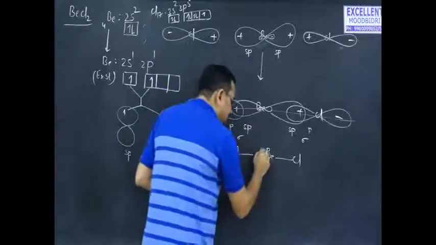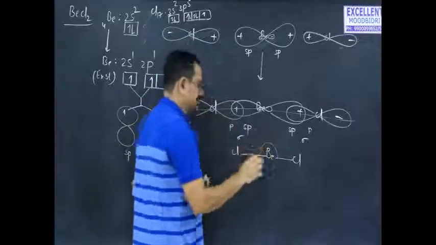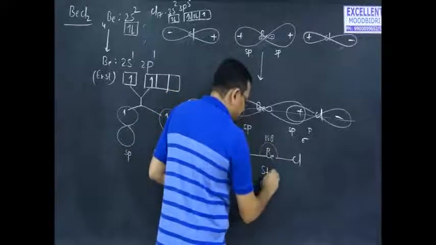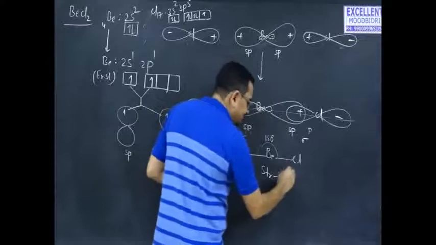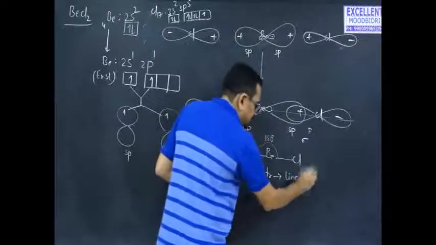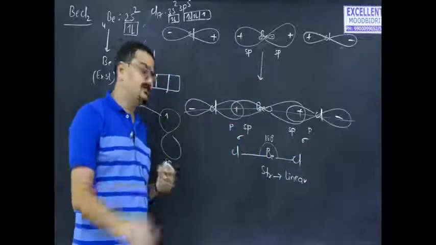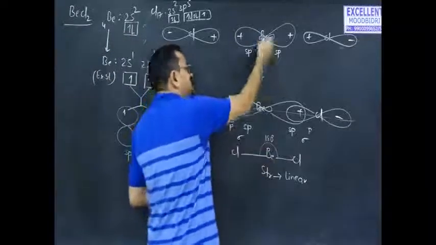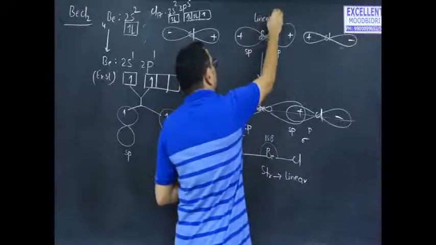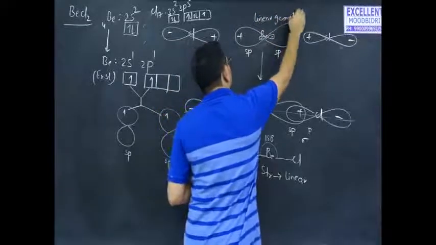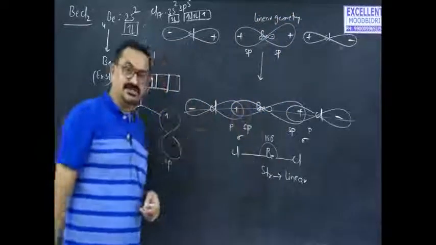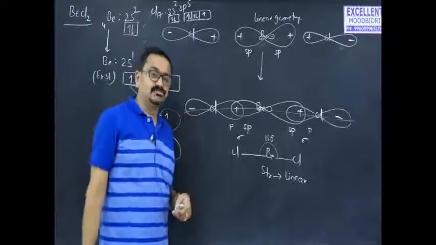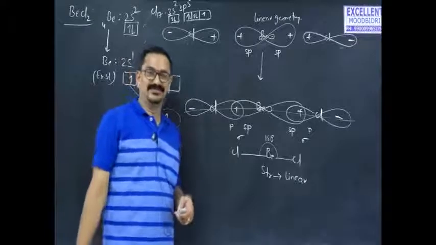And now the term bond angle comes into existence. The bond angle between these two is 180 degrees and the structure of beryllium chloride is linear. Now we can use the term structure. Structure is linear, and geometry is also linear. Linear geometry has given rise to linear structure, right? This is how we can discuss the sp hybridization in beryllium chloride.